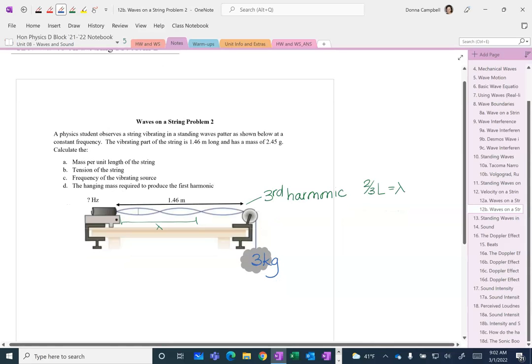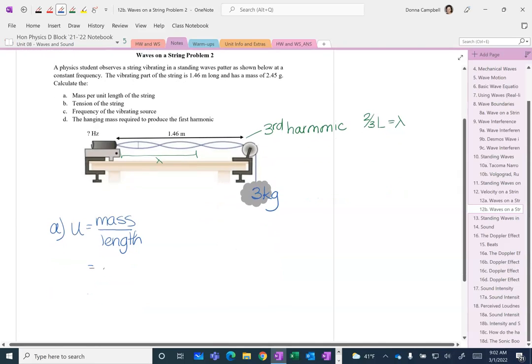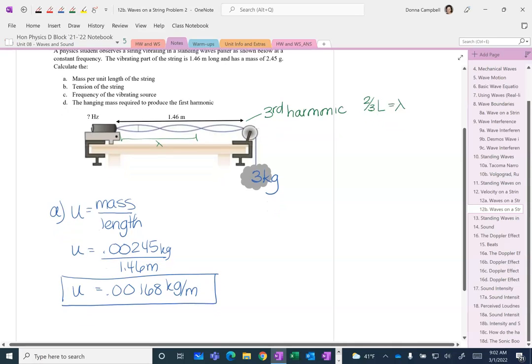So let's do some calculations. The first one, calculate the mass per unit length. So mass over length. Make sure you've got it in kilograms, 0.00245 over the length, 1.46, so kilograms, meters. So u is equal to 0.00168 kilograms per meter. So that's linear mass density.